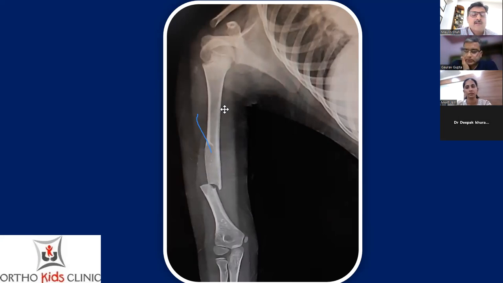You plan to treat it with some surgery and reduce it. How would you do it? Or Vikas? Anyone can take this. How would you like to fix it? A nail, plate, nails, and what nail? This is a young boy. What is the age? Seven years? Seven and a half years, yeah.